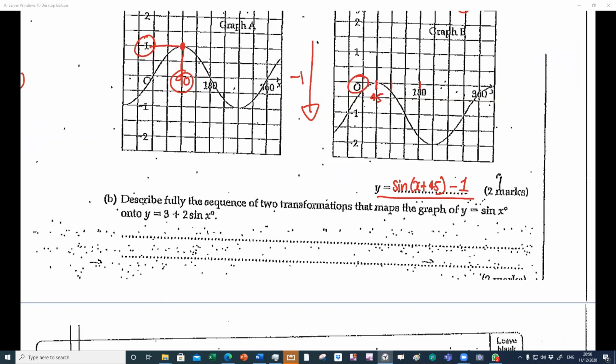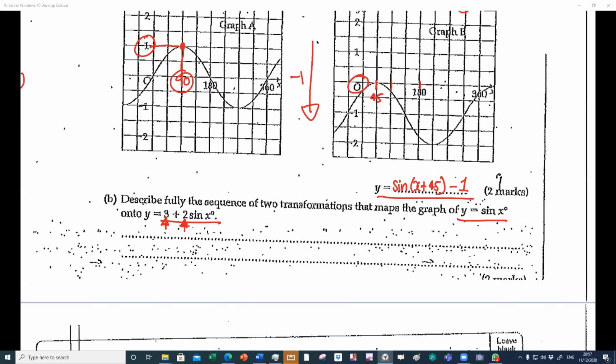Right, now, here's our original function. How does it become this function? So you have to explain this bit and this bit. How would you start? Which one would you start explaining first, the 2 by the sine or the 3 on the outside? Which one would you explain first for part B? The 2. That's right. So what is the 2 telling us to do?